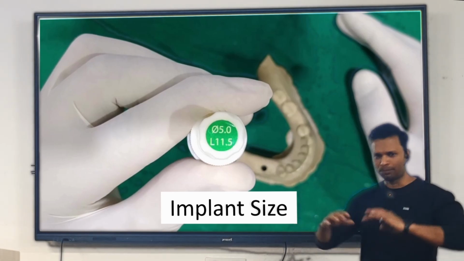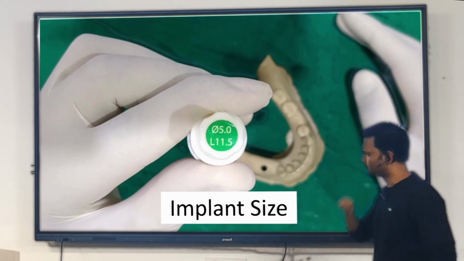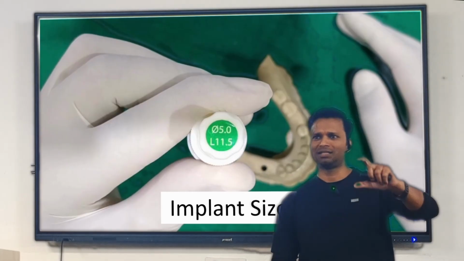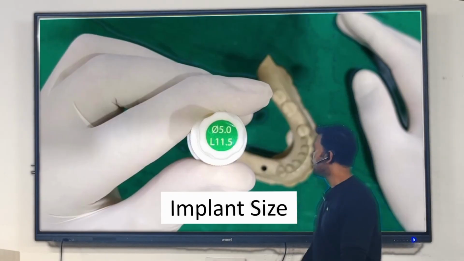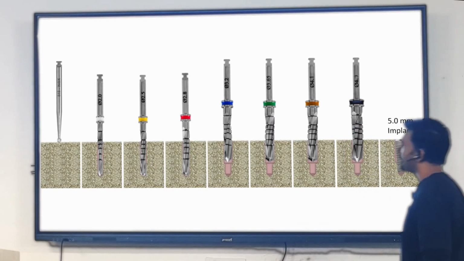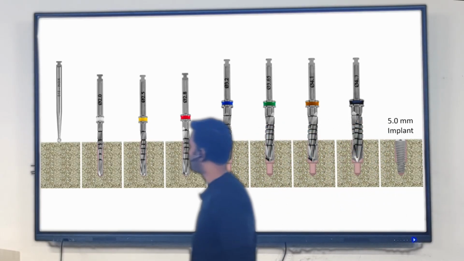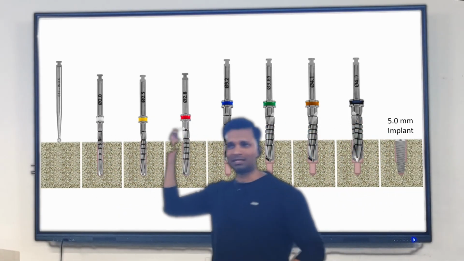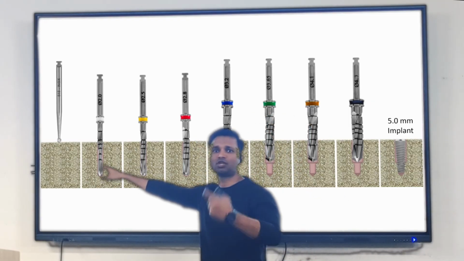So suppose in our case, the one I'm going to demo now, on a 3D printed mandible, I've decided that a 5 mm diameter and 11.5 mm length implant is to be placed. Based on that, there is a sequence of drilling, a sequence of osteotomy. First, either using a lance drill or a round burr, we are going to mark the site where the implant will be placed. Then we start with the pilot drill, that is the 2 mm drill.